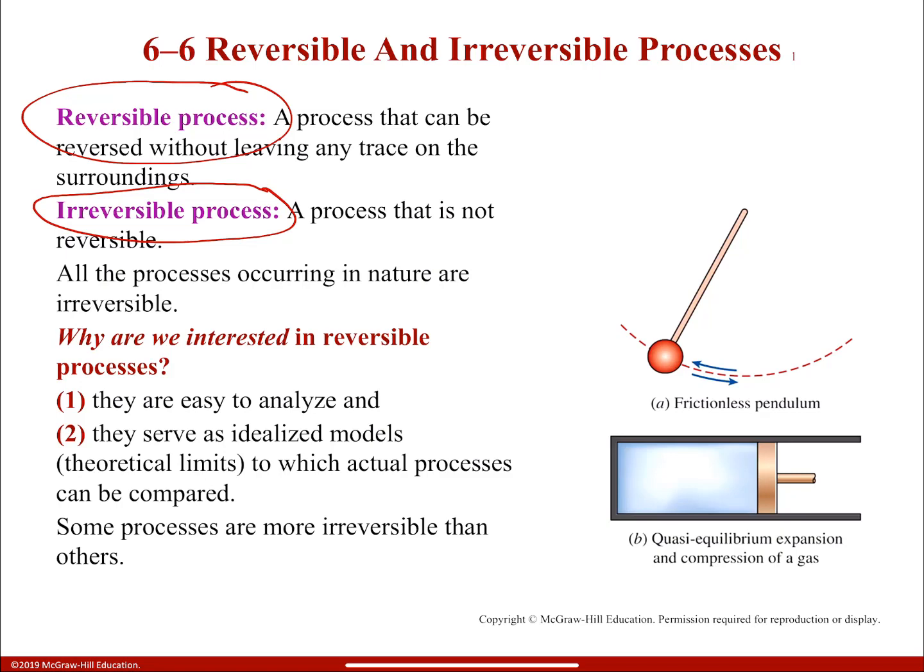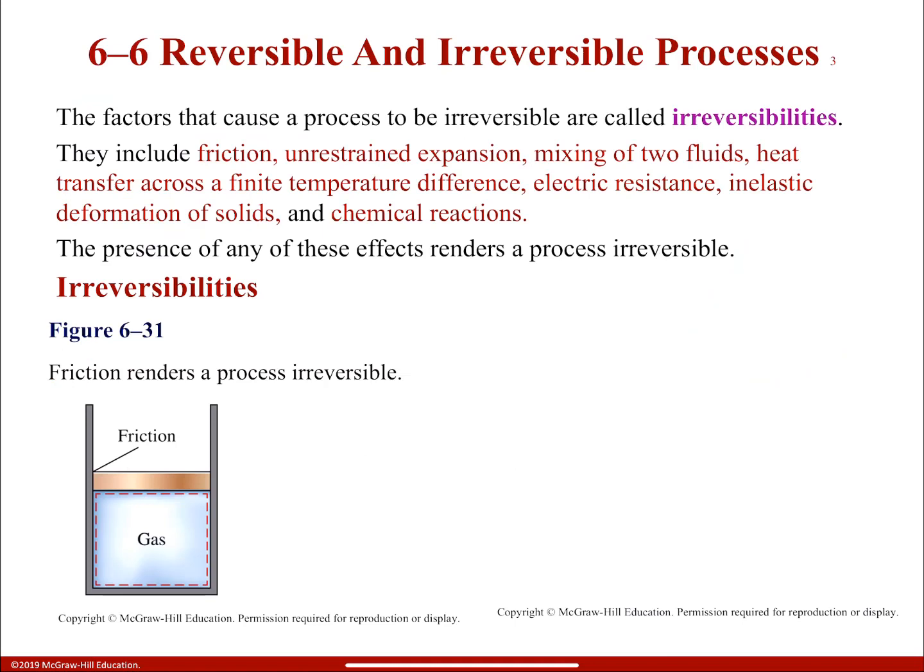But just as it is right now, do not associate reversible processes with direction or anything like that. A reversible process only means that it's perfect, an ideal process. They're important because they're easy to analyze and they serve as an example or process that can be compared. Some processes, and remember this, are more irreversible than others. The factors that cause a process to be irreversible are called irreversibilities.